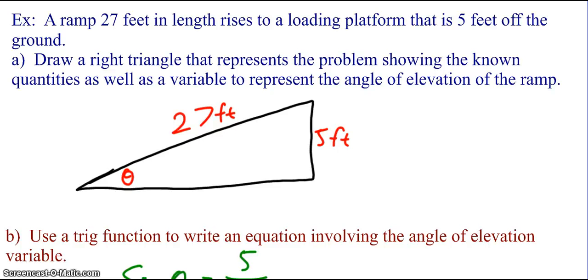Alright, so for the first part here, you should have a picture that looks something like this, basically a right triangle where the hypotenuse is 27 feet, the height is 5 feet, and then a theta or some variable down here to represent the angle of elevation. So if you didn't get that, pause the video again and try to do the rest. If you did, then let's move on.